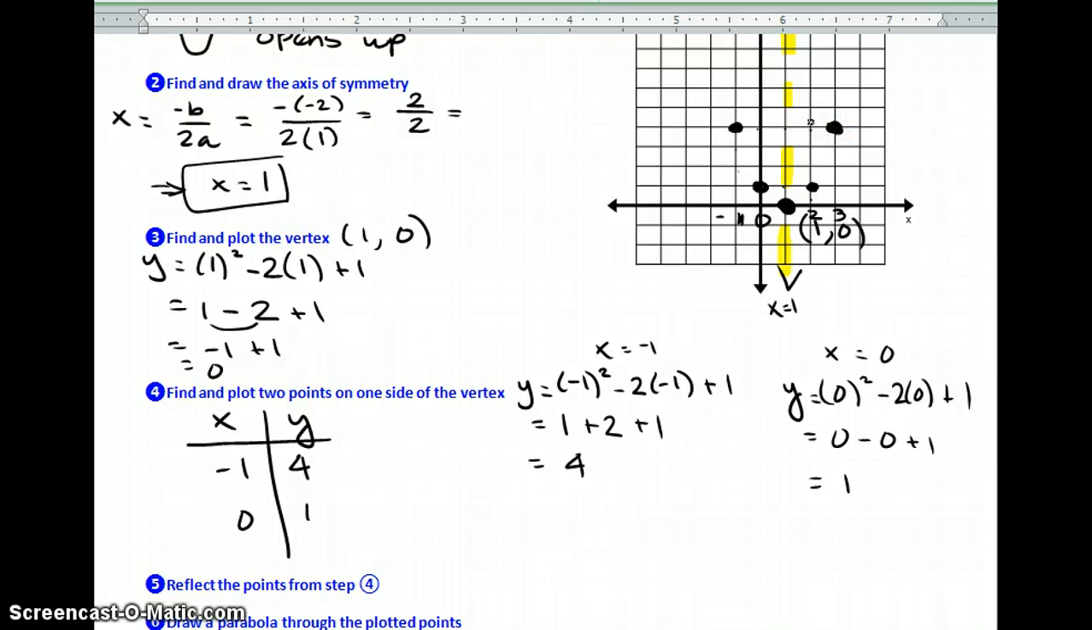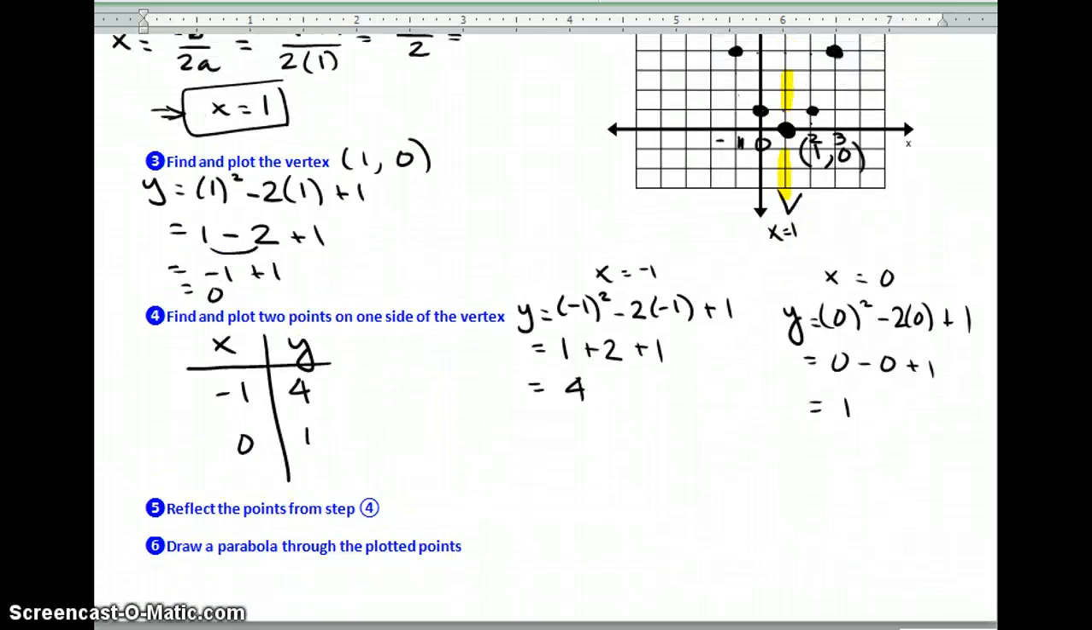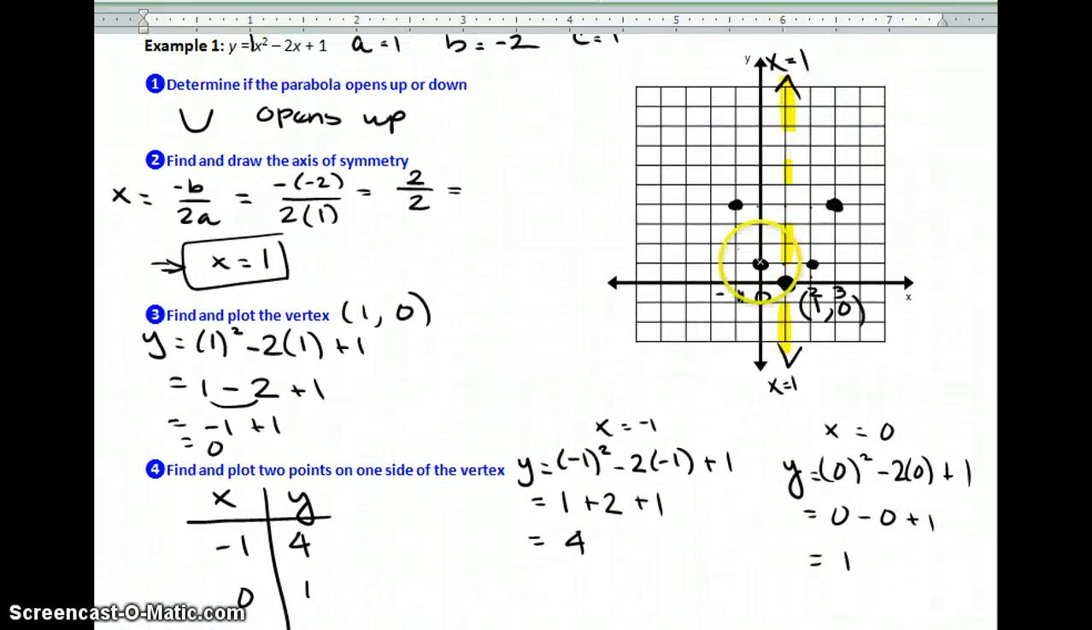That's reflecting the points. You just make sure that whatever you have on this side, you also make happen on this side. Then you don't have to make a super long XY table and waste all your time. What's my next step? Well, I think I'd like to connect the dots. I'm going to start with a little bit of a happy face, and then I'm just going to go all the way up and cover my entire graph.